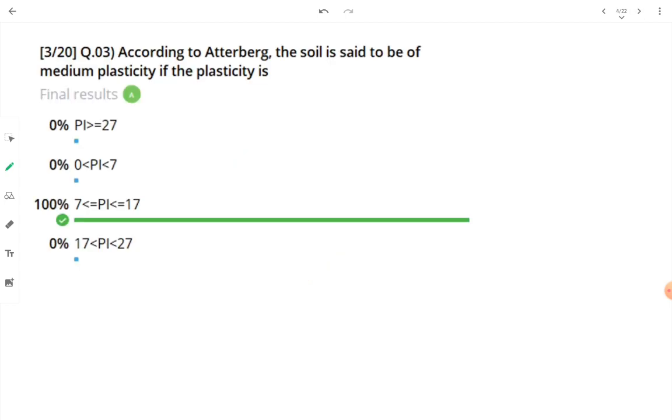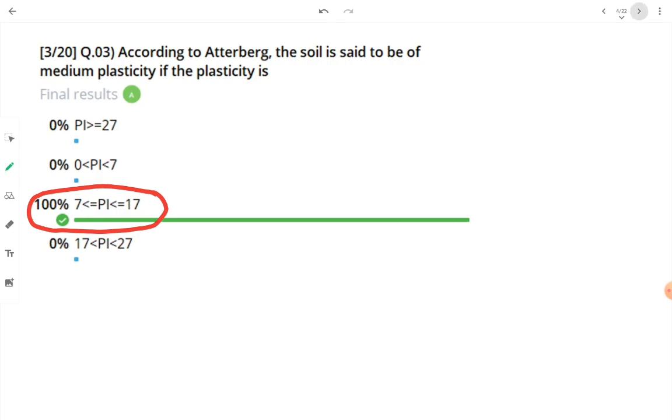Alright. Then, according to Atterberg, the soil is said to be of medium plasticity if the plasticity ranges between 7 to 17. If the plasticity is ranging between 7 to 17, the soil is said to be of medium plasticity. It is the range of water content within which soil behaves as a plastic material.